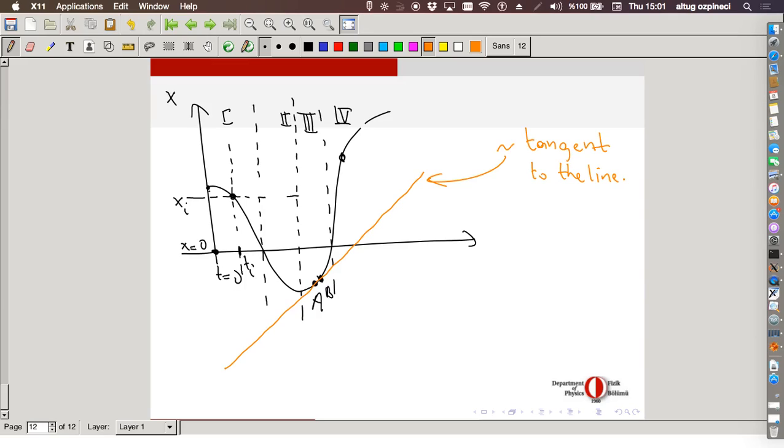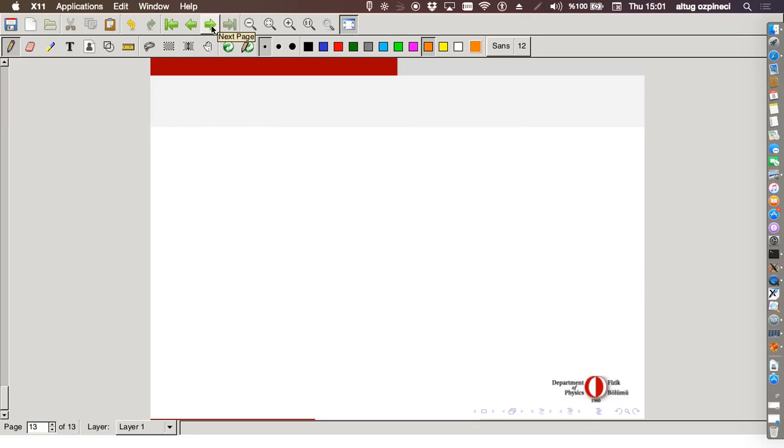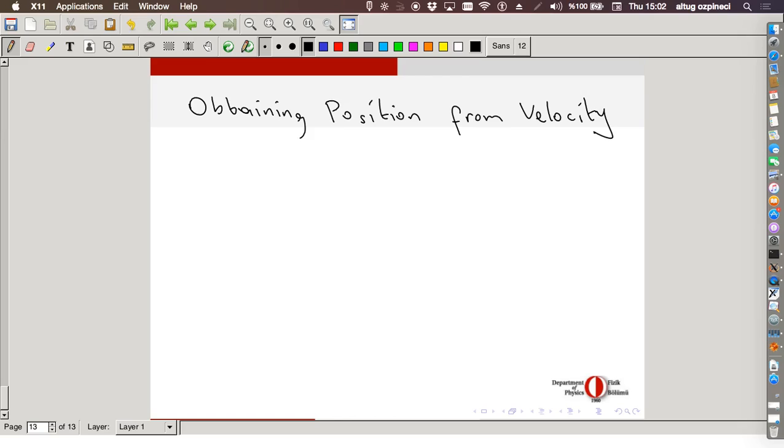Now, the next thing we would like to have is to be able to go the other way around. Here we assumed that we measure the position at every time and we calculated the velocity. But let's assume that we know the velocity at every time. How can we calculate the position at any time? Let's start with probably the most simple example that you can think of: motion with constant velocity.